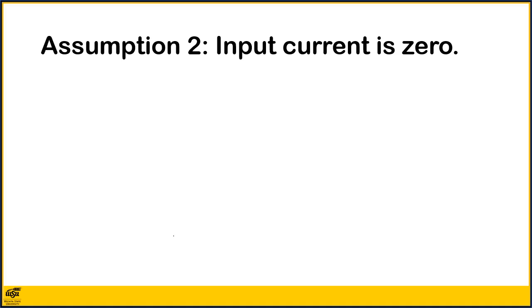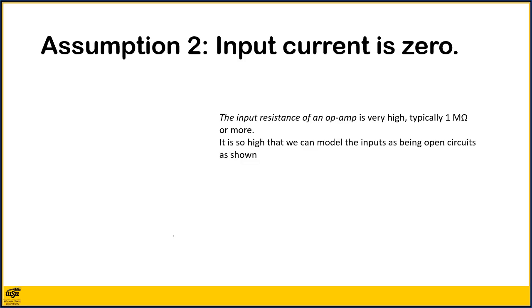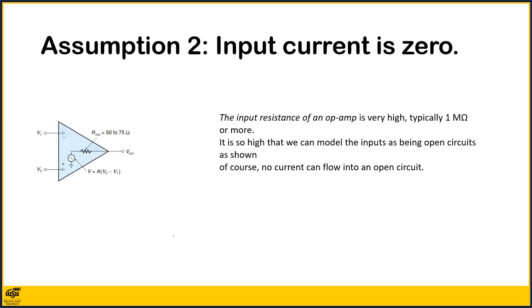The second assumption, the input current is 0. The input resistance of an op-amp is very high. We said before, typically 1 megaohm or more. It is so high that we can model the inputs as being open circuits, as shown. Of course, no current can flow into an open circuit. You could show a 1 megaohm resistor between V1 and V2, but it is simpler to show an open circuit as shown, as current is so low between V1 and V2.